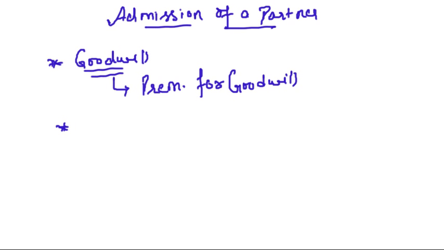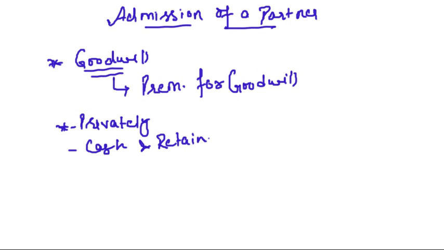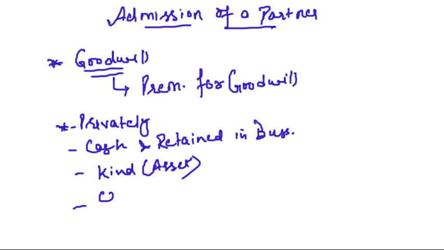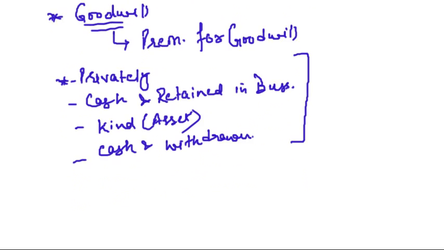Now, there are various cases in which this premium for goodwill can be paid by the new partner. One was privately, then no record in the books. Second was cash and retained in business. Right? Third was brought in kind. Kind means asset. Next was brought in cash and withdrawn by old partners from business. Right? You can refer to the previous lectures regarding these various cases. Now I move on to the fifth case.